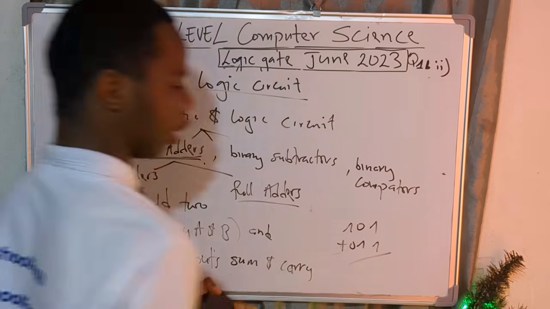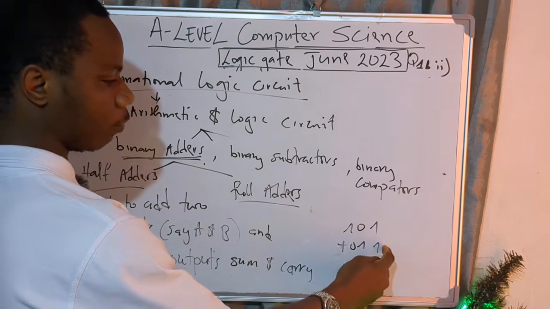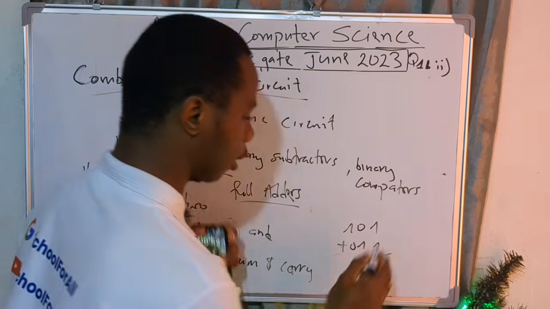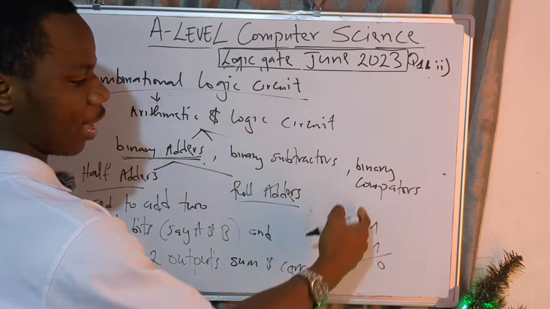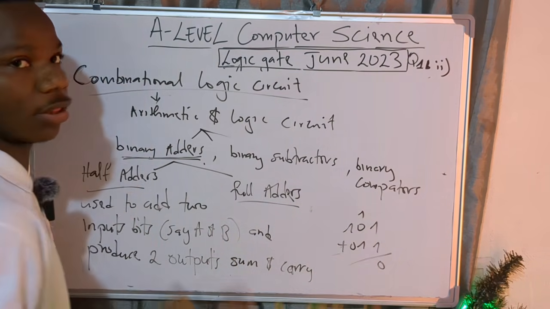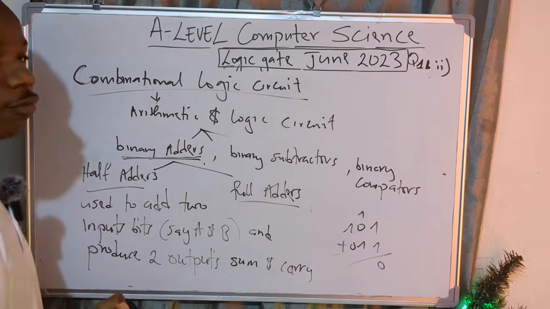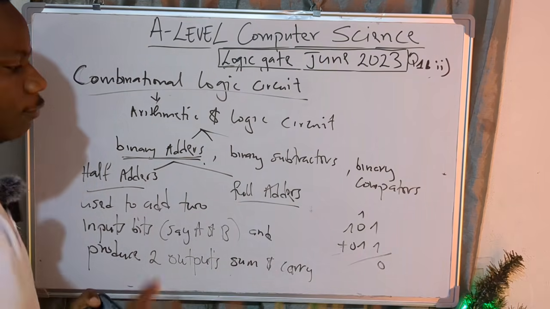So the first addition here is 1 plus 1. A half adder can handle 2 inputs, no problem. The answer is 0 and carry 1. But the next addition is 1 plus 0 plus 1. That is 3 inputs, so in this case we need a full adder. This is exactly how the full adder comes in.